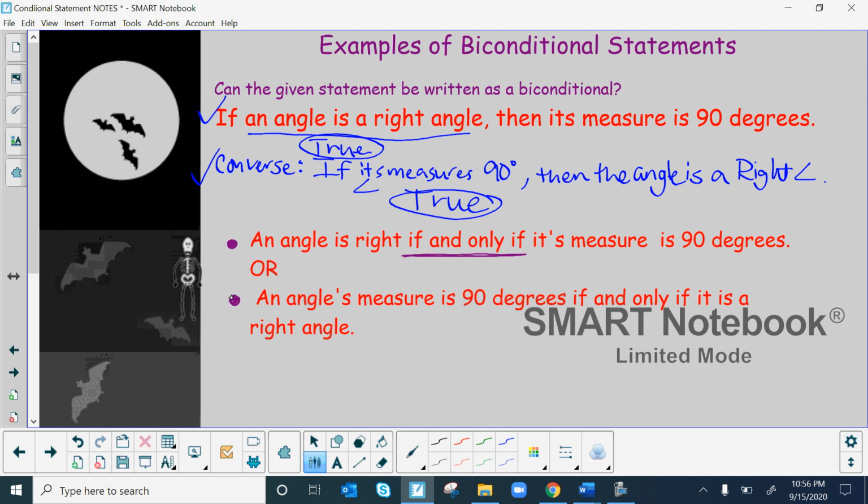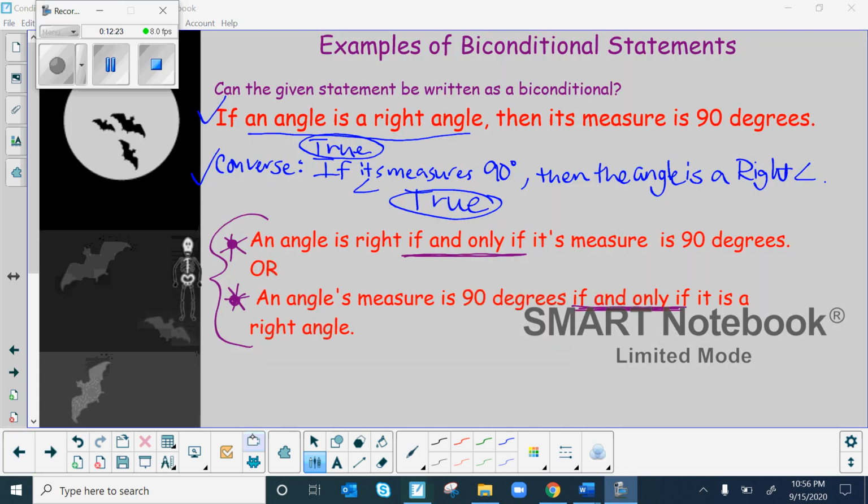Or remember, since both statements are true, you could actually word it the opposite way around. An angle measures 90 degrees if and only if, there it is again, it is a right angle, okay? So these are two examples right here of biconditional statements, okay? So make sure that you write both of them down, or at least one, so that way you know how to write that out. And that is it. So two things, true, false, and biconditional.